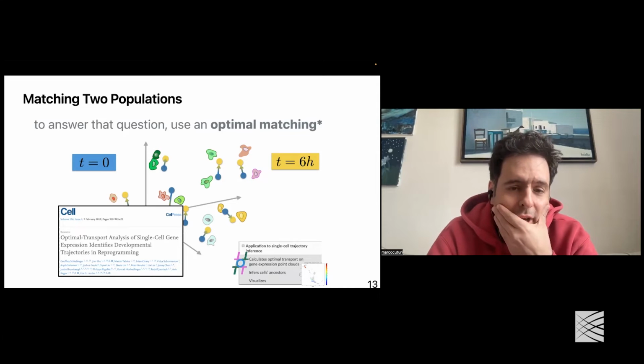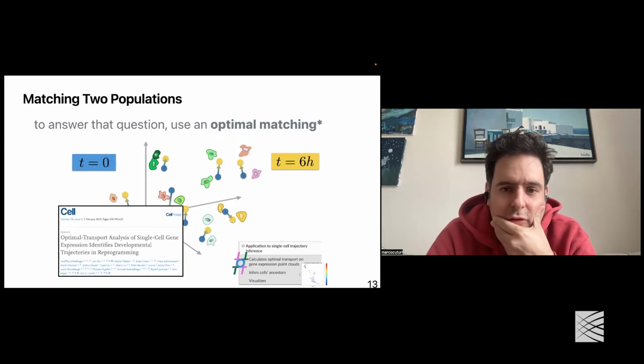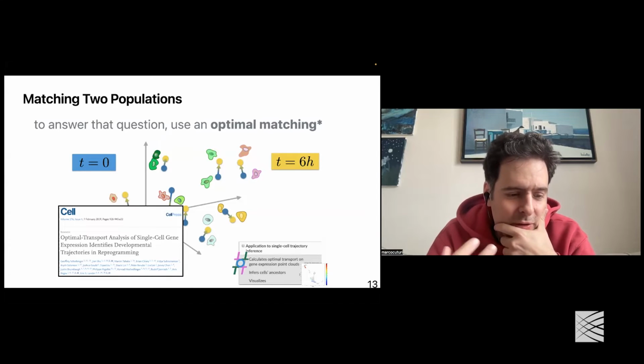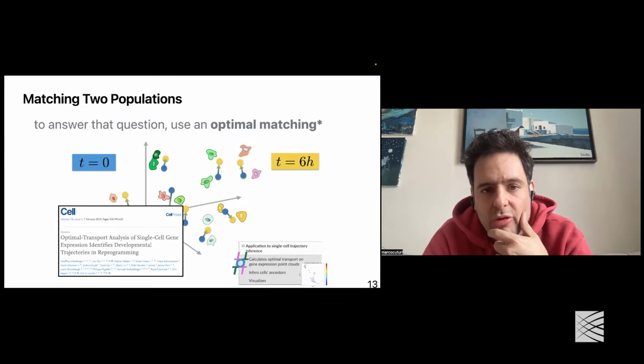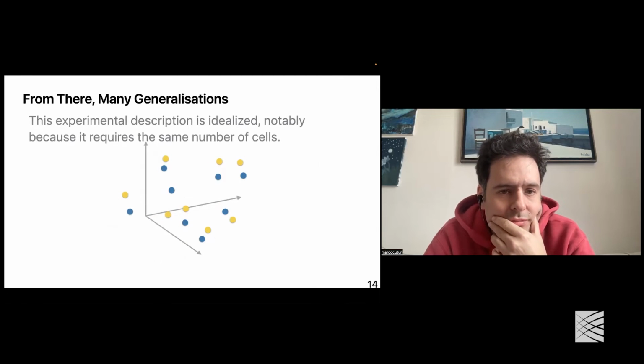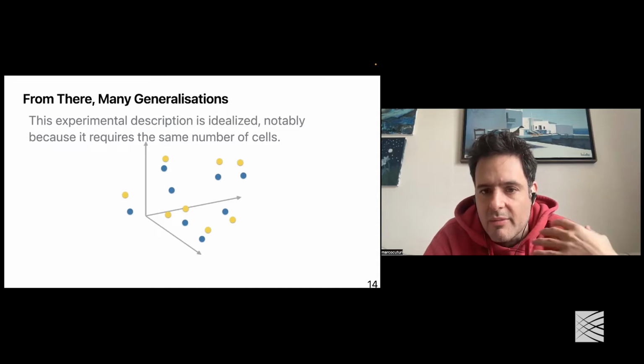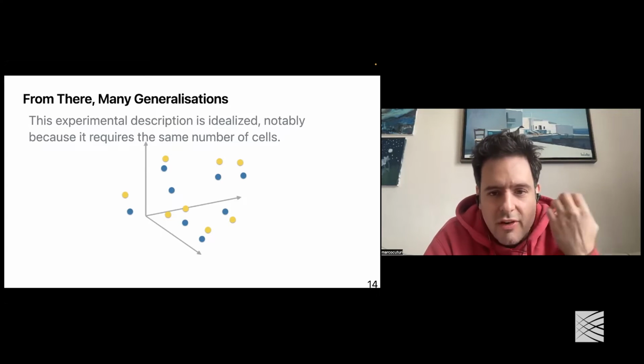So to open up perspectives, I would like to start raising a few issues with this very simple model that I just provided. Hopefully this will give an intuition of what the computational community is working on to make sure those tools are actually useful. The first problem you will probably encounter is that this experimental description is very idealized, because it requires that I have sampled exactly the same number of cells at time 0 and time 6 hours. And we all know that's very unlikely to be the case.